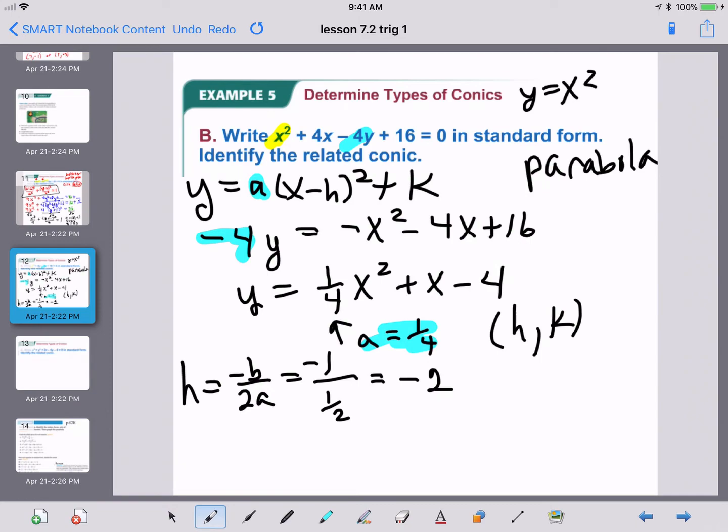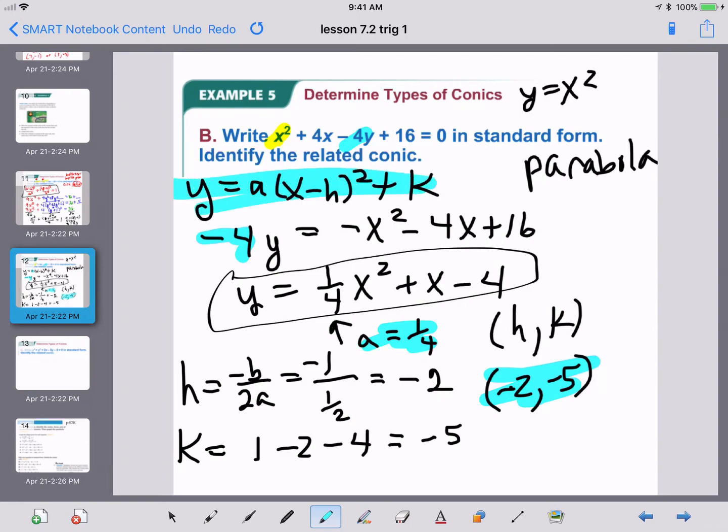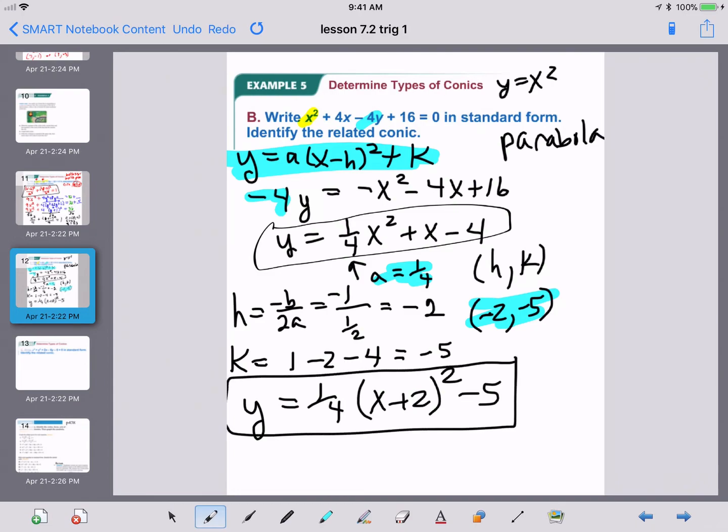And then I'm just going to plug it in to my equation here so that I can find my k. So if I plug -2 in, I get 1 minus 2 minus 4, which is -5. So now I found my h, k is -2, -5. I know my a value is 1/4, so I'm going to put those back into my standard form equation. And then I got it. So it's y equals 1/4 x plus 2, it's the opposite of h squared, plus k as it sits. So when we add a -5, it is a -5. And so there you go. That is our parabola. If we were to graph it, we would start at -2, -5. We would maybe plug something into the left of it and to the right of it, and go from there.